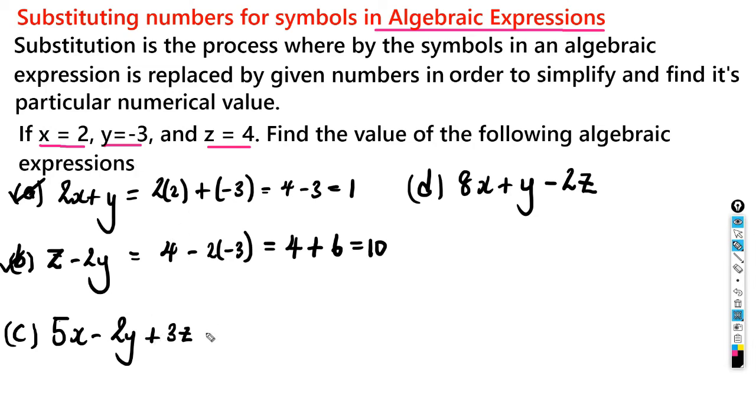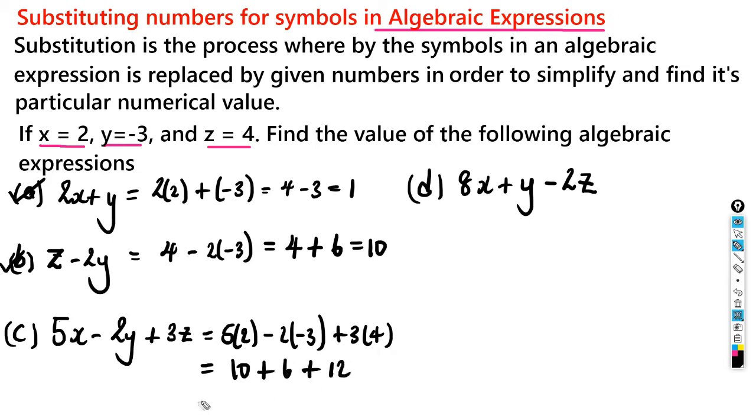Okay, then for the next one here, we have 5x minus 2y plus 3z. So 5 multiplied by x would give us 5 times 2, minus 2 multiplied by minus 3, plus 3 multiplied by 4. Cool. So we're going to end up with 10, and these two negatives give us a plus, so we're going to end up with plus 6, and 3 times 4 would actually give us 12. Awesome. And 10 plus 12 would actually give us 22, plus 6 would give us 28. So the answer for this one is 28. All right, guys? Awesome.